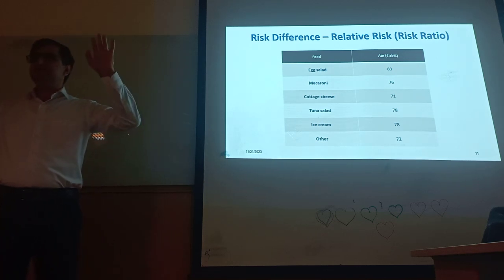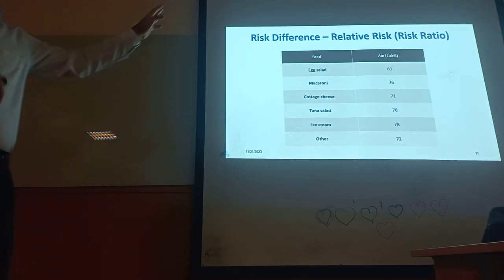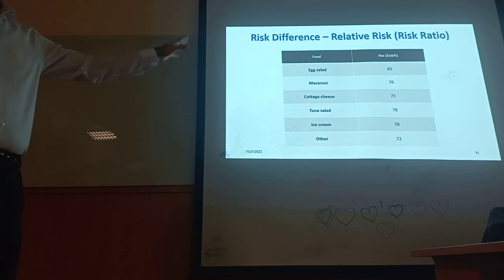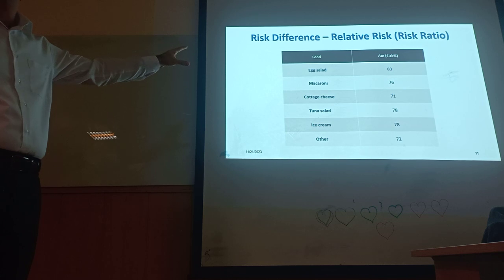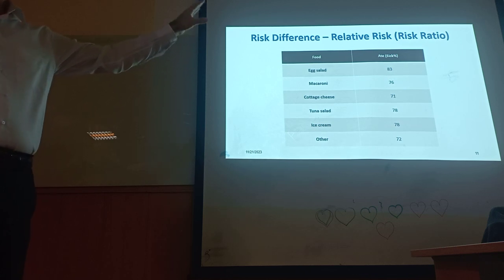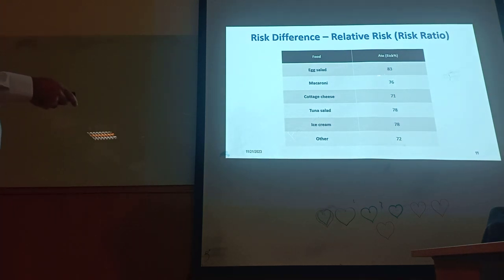What does it mean? Absolute risk for those who ate egg salad is 83%. High risk. Comparatively higher. It is 76% for macaroni, 71% for cottage cheese.